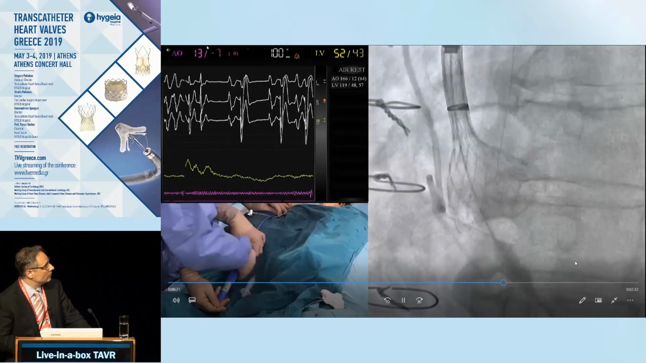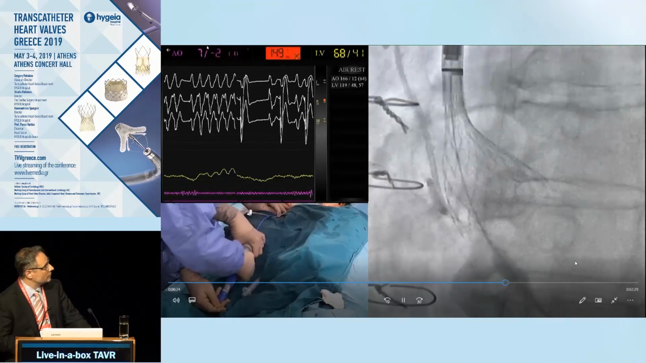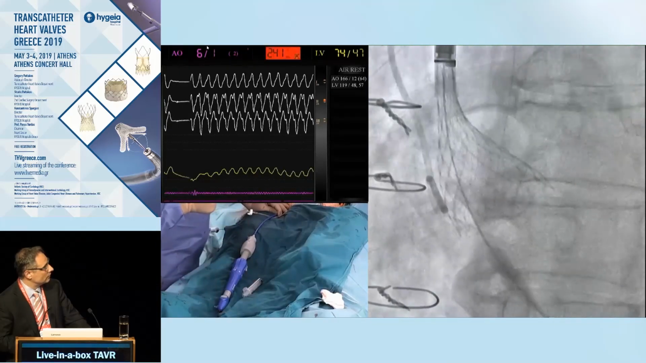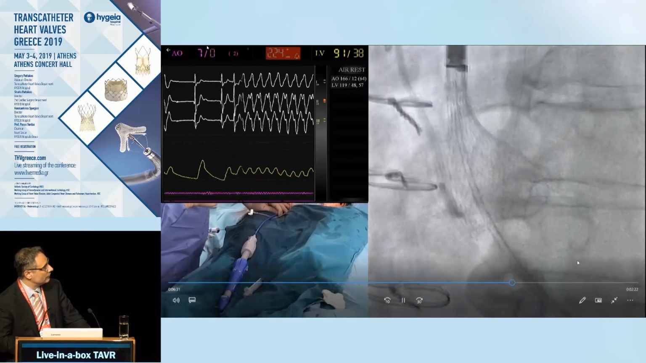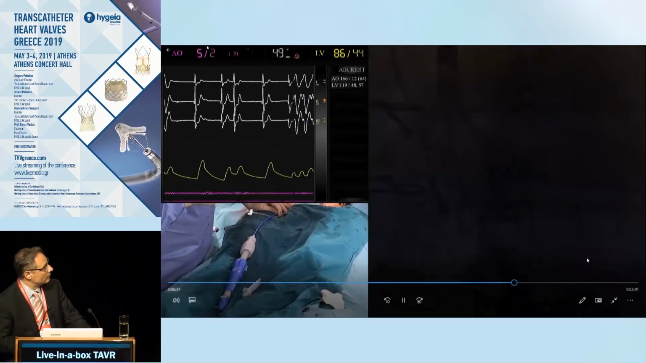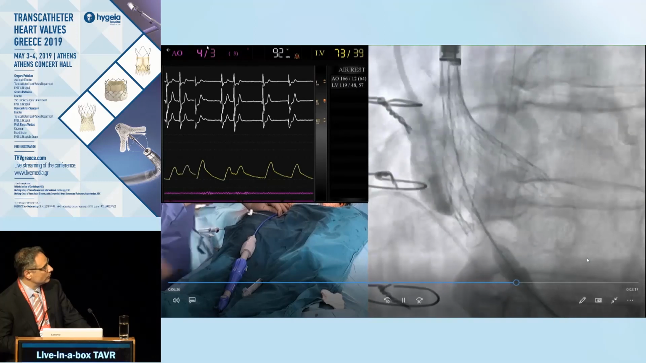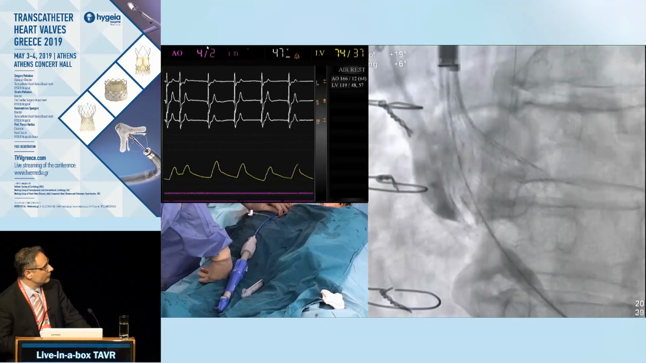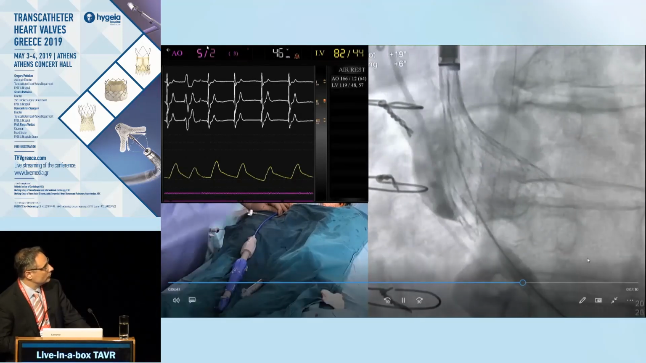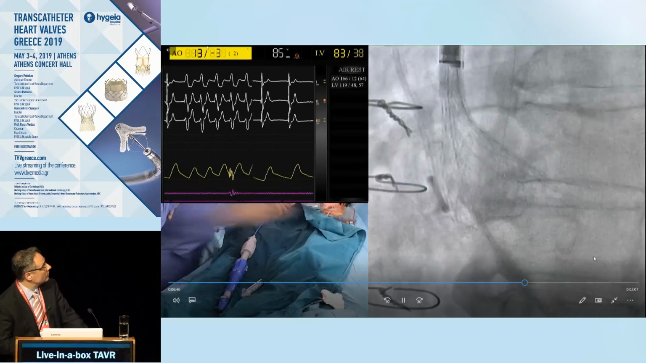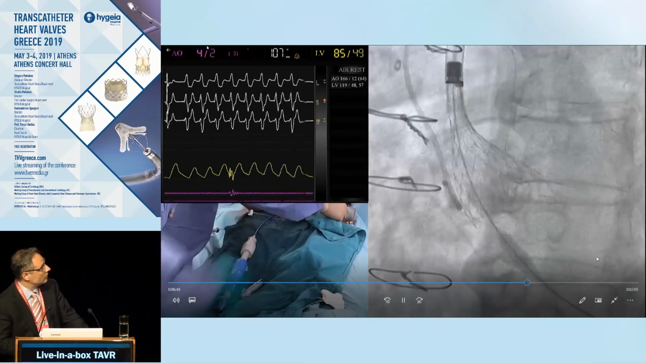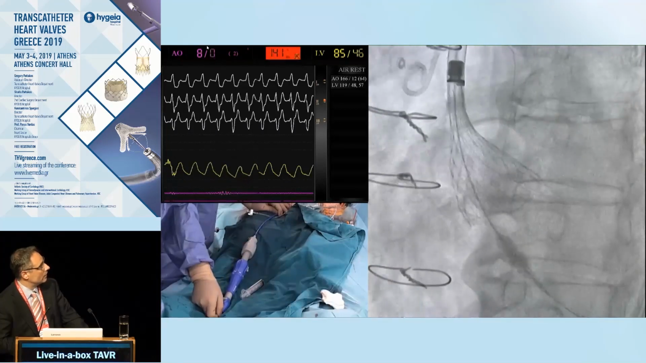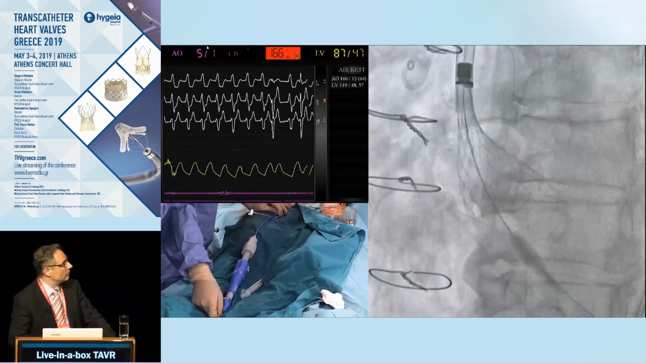So one more time, the second time, the partial resheath. You see that at that time the depth of the device was much better compared to the previous one. It must be below 10 millimeter, below the first cell. And then according to this hemodynamic behavior and aortography revealing no severe, no moderate AI, we decided to release the valve.